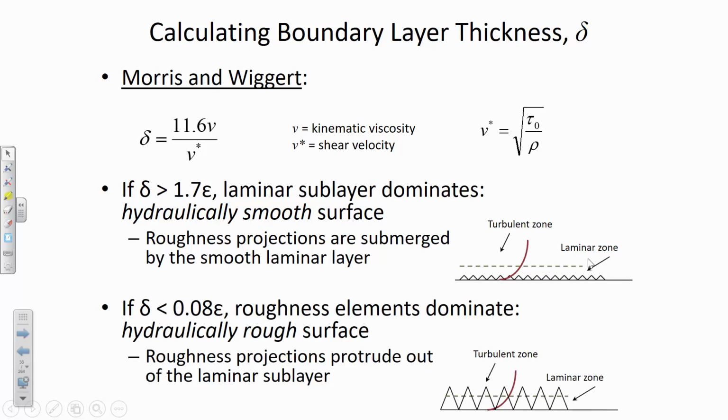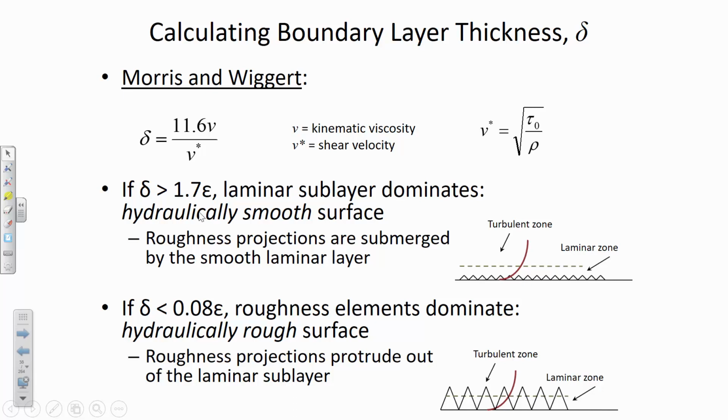But sometimes the laminar layer is very thin, and the roughness elements go beyond the thickness of that laminar sublayer, and so that's hydraulically rough. Now you'll notice that there's a pretty big in-between ground. Hydraulically rough is if the laminar sublayer is less than 0.08 times the equivalent roughness, and hydraulically smooth has to be greater than 1.7. And so in between is a transition zone.